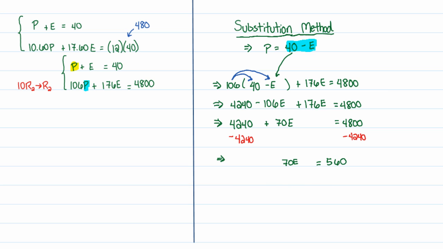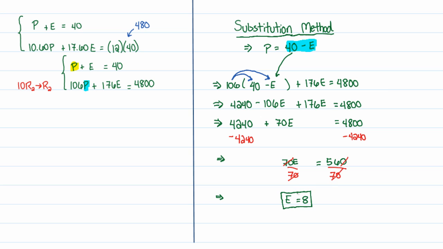And if I divide both sides by 70, well, 7 goes into 56 8 times. These 70s cancel. So I get this beautiful e is equal to 8. I happen to know what e is.